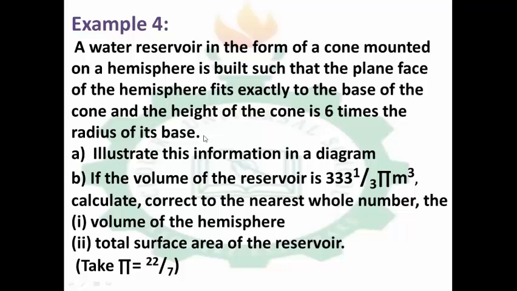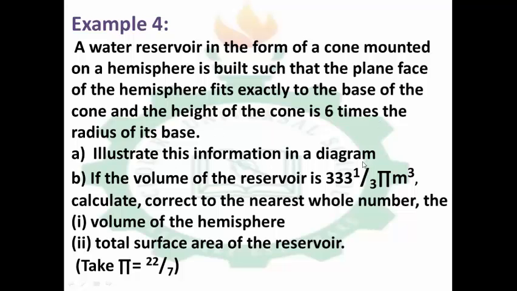Then secondly, if the volume of the reservoir is 333 1/3 pi meter cube, calculate, correct to the nearest whole number, the volume of the hemisphere, and secondly the total surface area of the reservoir.